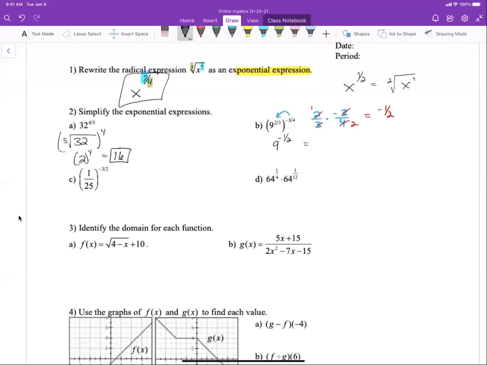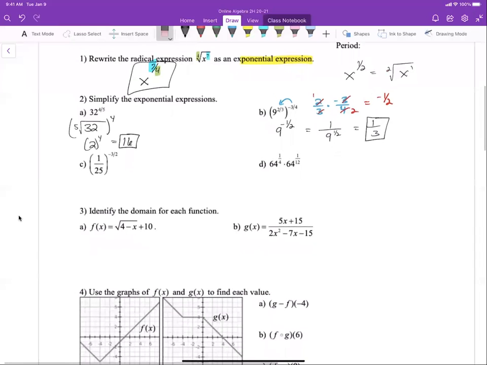If I want to get rid of the negative, I have 1 over 9 to the half, and 9 to the half is the square root of 9, which is equal to 3. So the answer is 1/3. Now, also, some people like to think of that as essentially 1 over 9 to the positive 1/2. That is the same exact thing because the square root of 1 is 1 and the square root of 9 is 9. Okay.